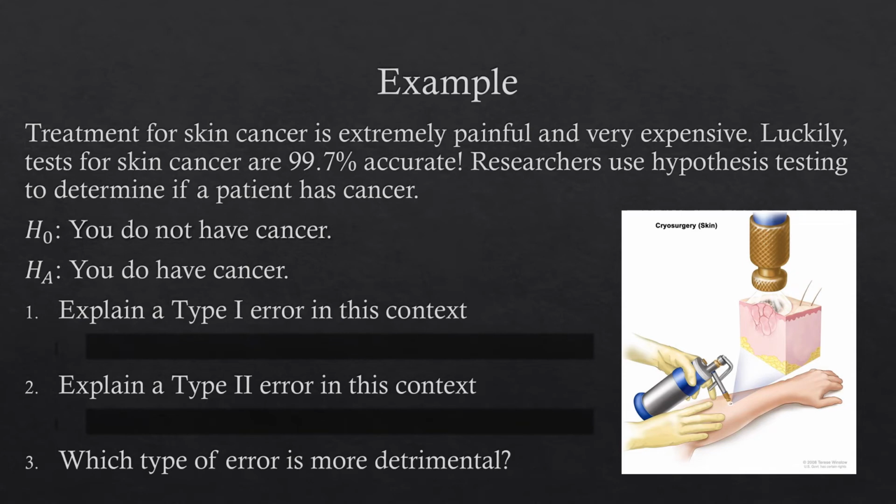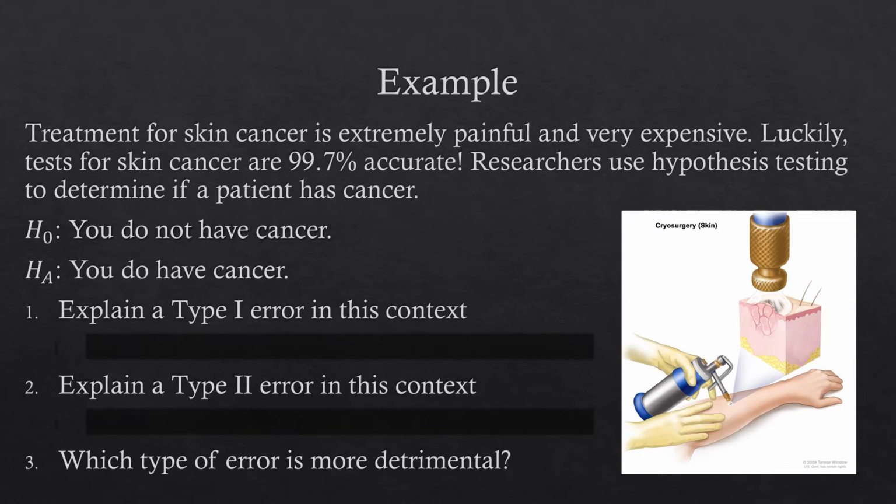So a question I might ask you, for example, is number one, explain what a type 1 error is in this context. And also, what would a type 2 error look like, and which one is more detrimental? So maybe take a moment to pause, think about what a type 1 error would be, think about what a type 2 error would be, and then which one would be more detrimental. If you need to use that table, go ahead and do that.